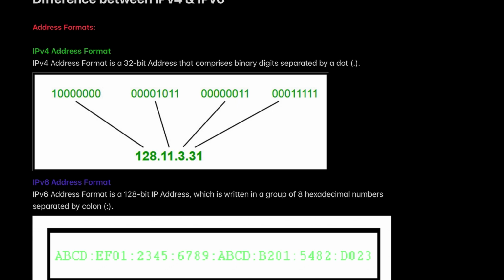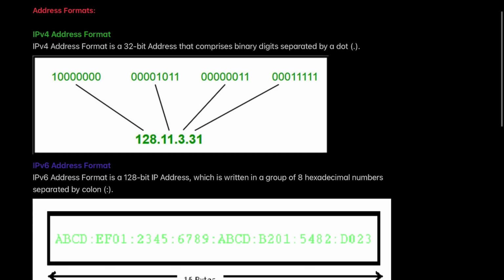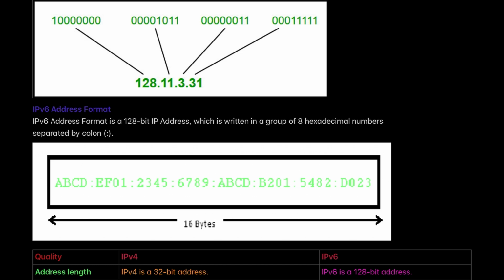Each octet has a maximum of 255. So this is an example of an IPv4 address. So a total 32-bit address is in IPv4. IPv6 address format. IPv6 address format is a 128-bit IP address which is written in a group of 8 hexadecimal numbers separated by a colon. That means a 128-bit IP address is for IPv6.